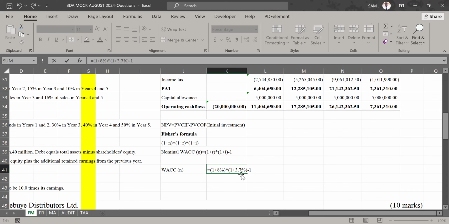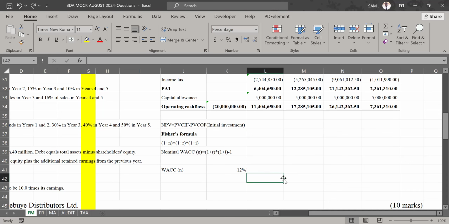1 plus 8%, 1 plus 3.7%, minus 1. That is 1 plus the real rate, the real adjustment, then 1 plus inflation adjustment will give us our nominal cost of capital, nominal weighted average cost of capital, the discounting rate. Are you there? Can I proceed? Yes. Good.